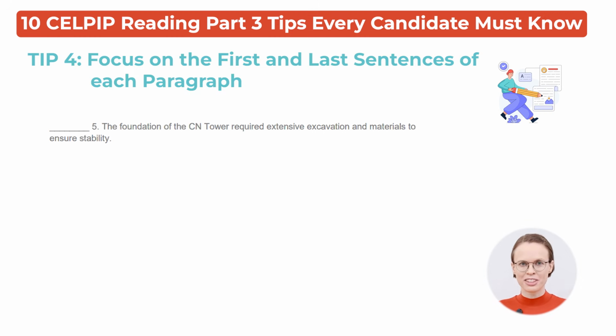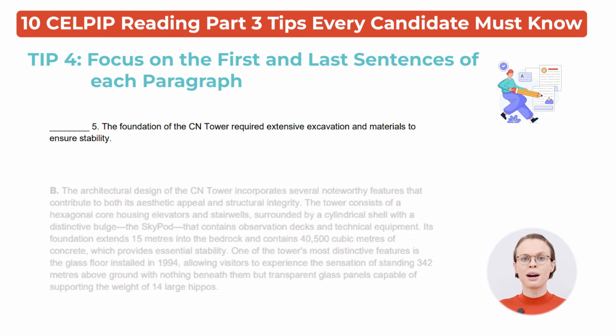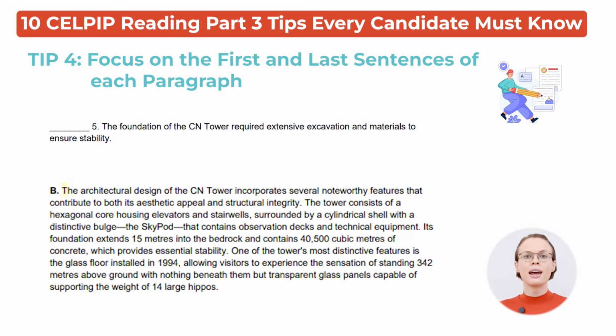without reading every word. Let's take a look at question 5. The foundation of the CN Tower required extensive excavation and materials to ensure stability. Paragraph B begins with, the architectural design of the CN Tower incorporates several noteworthy features that contribute to both its aesthetic appeal and structural integrity. This opening sentence immediately tells you that paragraph B discusses construction and architectural features.